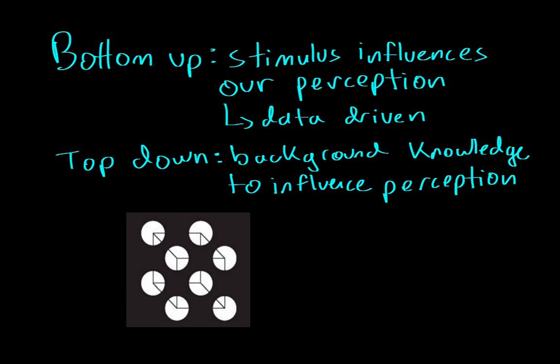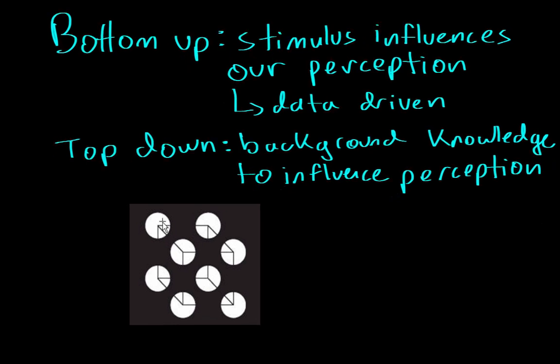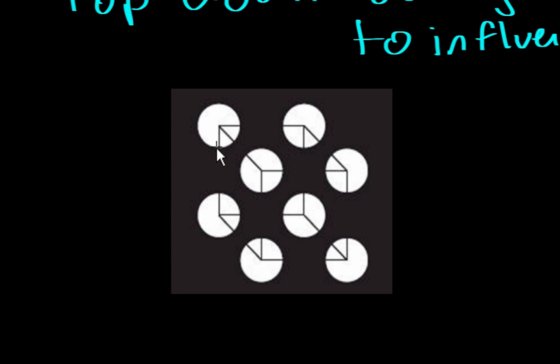So let's look at this example over here. What we're actually seeing are a bunch of circles. They're just a bunch of circles, and then inside the circle there are a couple of lines drawn. So we're looking at this set of white circles with lines drawn inside of them. We're creating this cube. We're basically taking these lines and putting them together in order to create a cube.